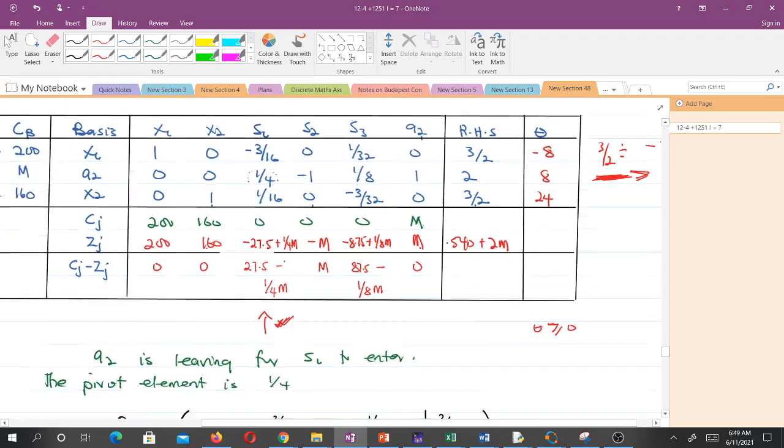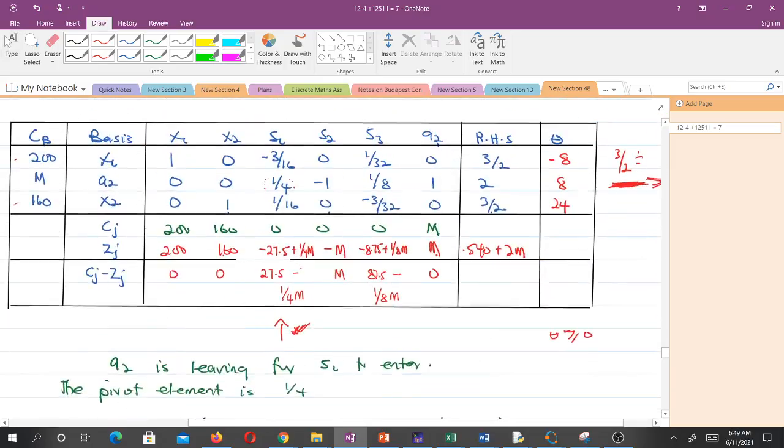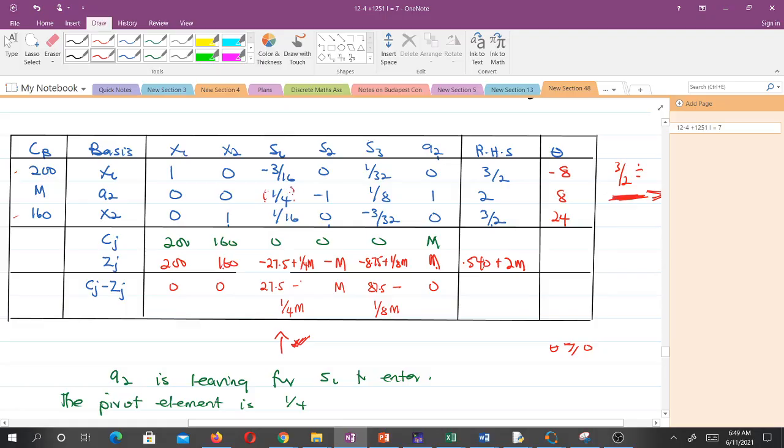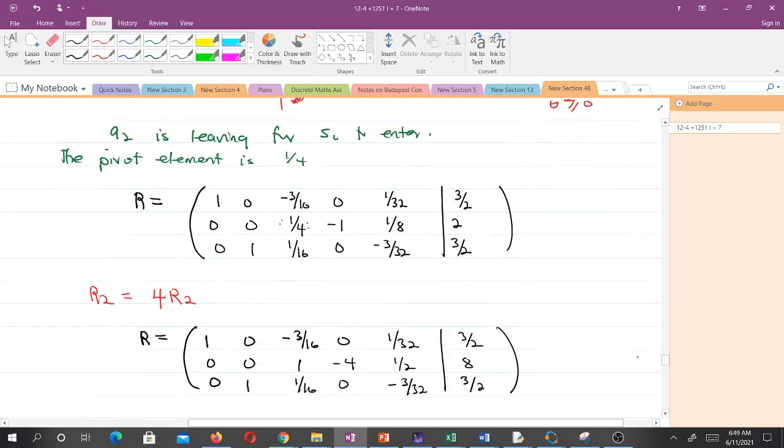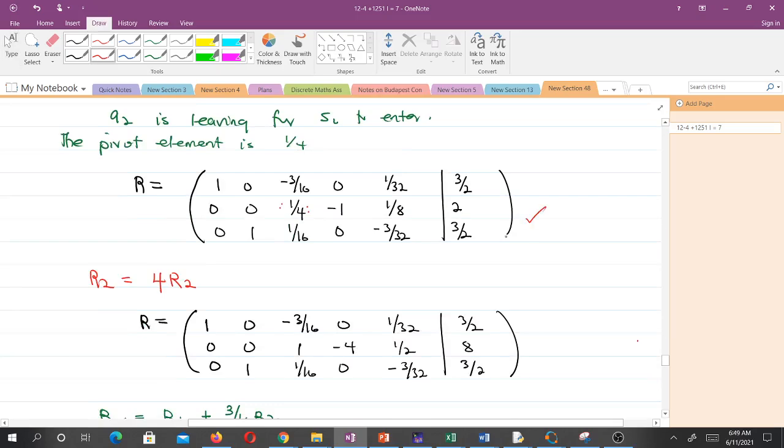Okay, so the pivot element is going to be 1 over 4 because that's where they meet. Okay, all right, I hope we get it. Yeah, so we write our table in this form, and we have to make this 1 over 4 into 1. So the only way to do that is to multiply row 2 throughout by 4. So doing that gives us this.